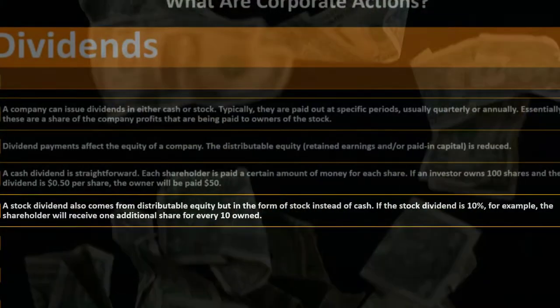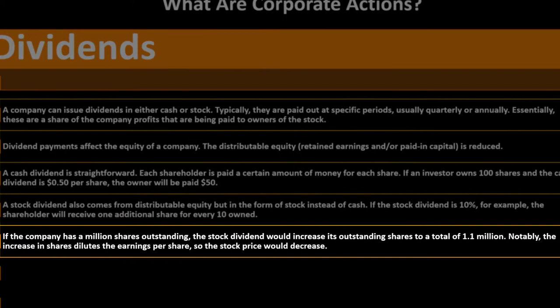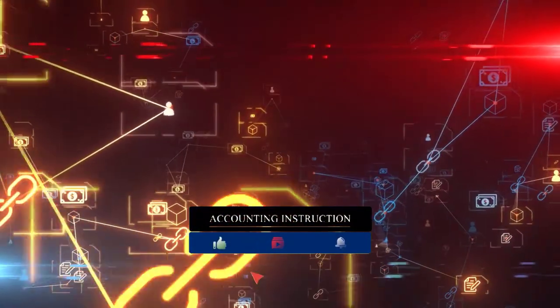So a stock dividend also comes from distributable equity, but in the form of stock instead of cash. It gets a little more complex when you're looking at the stock dividend, because they're not going to give you cash, they're giving you stock. If the stock dividend is 10%, for example, the shareholder will receive one additional share for every 10 owned. So if the company has 1 million shares outstanding, the stock dividend would increase outstanding shares to a total of 1.1 million.